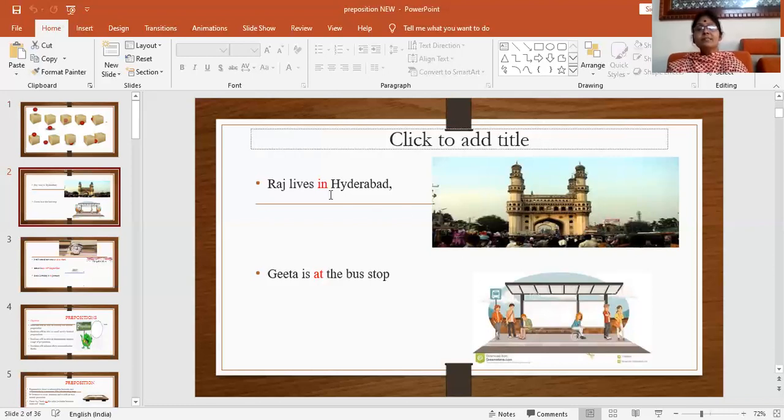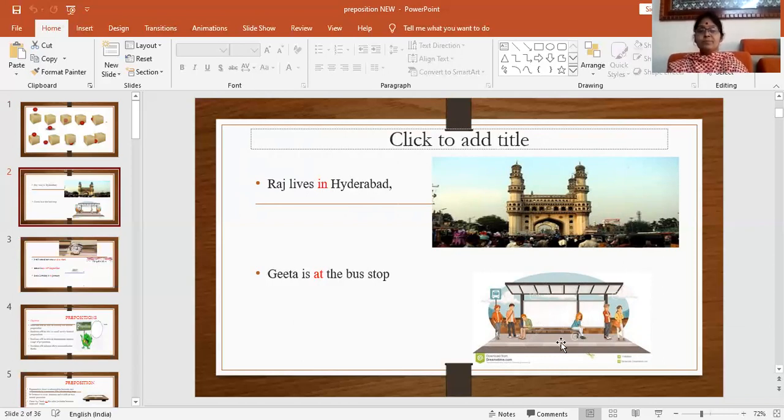Now, if we look at this sentence, this says that Raj lives in Hyderabad. What is the preposition over here? In is our preposition, right? In where? In Hyderabad. So this is a preposition of place, right?